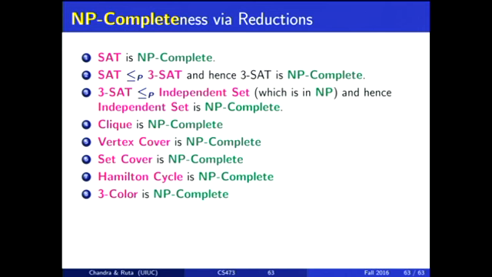Okay. 3 coloring is NP complete. That's also not obvious, it's a very beautiful proof. We'll see that again next lecture. That also comes from 3 SAT: 3 SAT to Hamiltonian cycle, 3 SAT to 3 color.